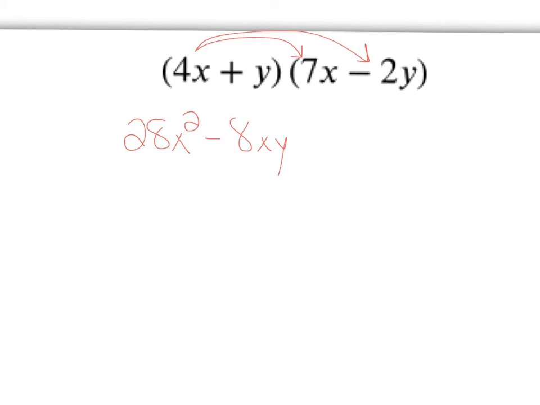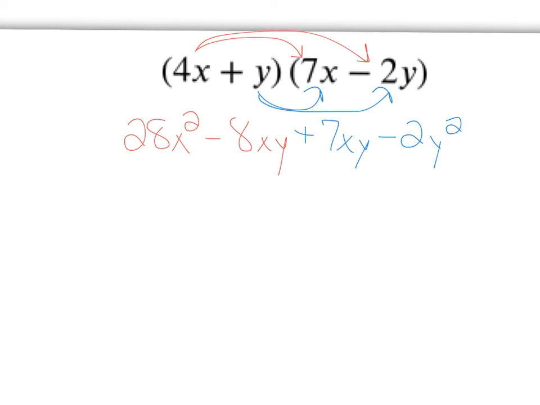Typically, we will write that in alphabetical order. Then I'm going to distribute the y. Y times 7x is going to be a positive 7xy. Notice I just wrote it in alphabetical order. Y times x and x times y are the same thing by the commutative property, but if I do it all the same way, then I'll recognize my like terms. Y times a negative 2y is going to be negative 2y squared.